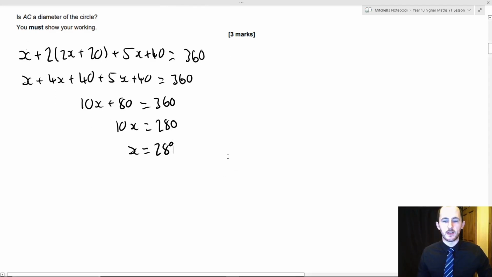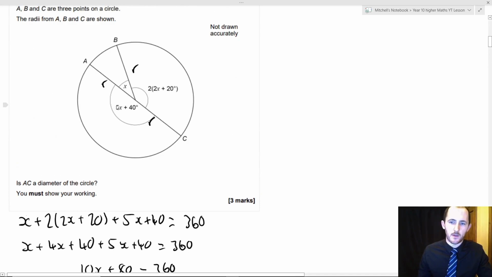So all I need to do now, there's actually 2 ways, right? If I work out the value of this angle and it's 180, that's good. Or I can work out the value of this angle here, so x plus that. This one just looks easier, that's why I chose it.